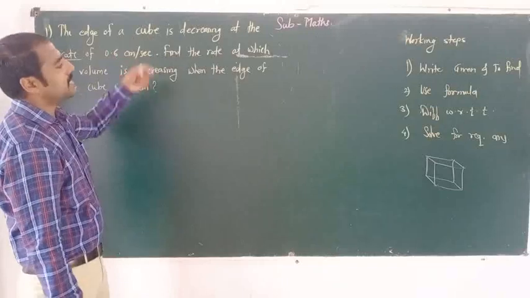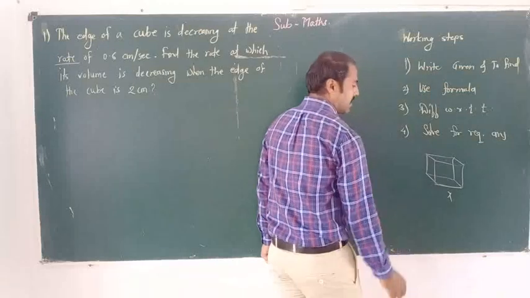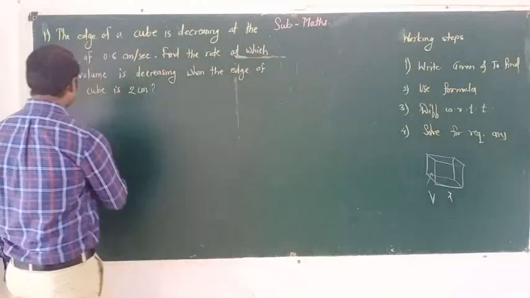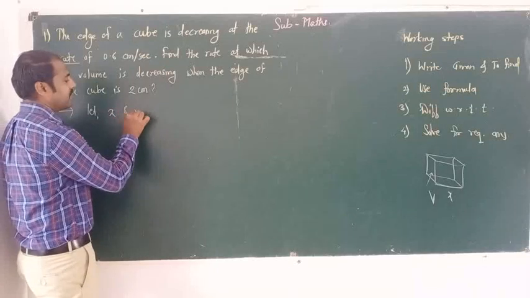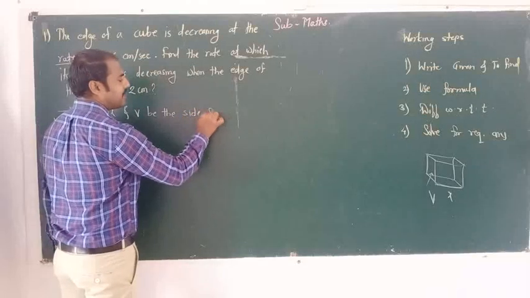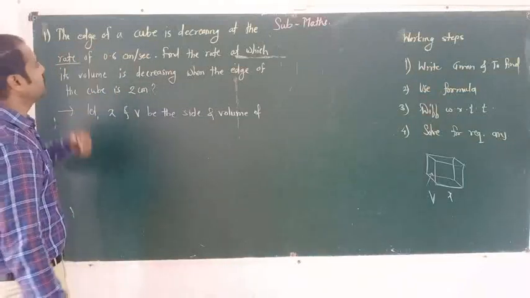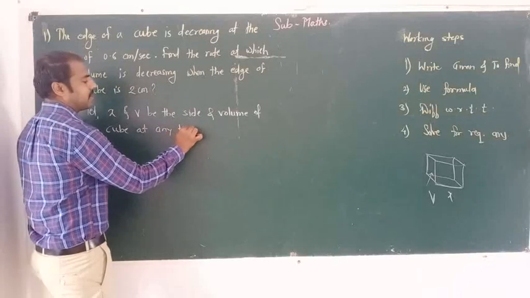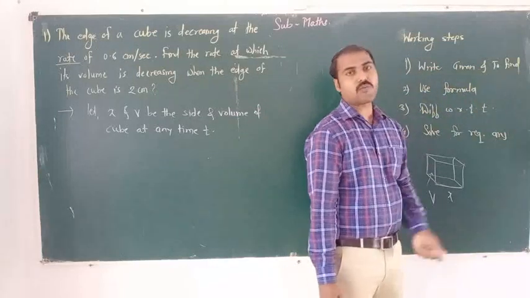First, the edge of the cube is decreasing. Suppose that the edge of the cube, that is the side of the cube, is x and its volume is V. I can write this as: let x and V be the side and volume of the cube at any time t.